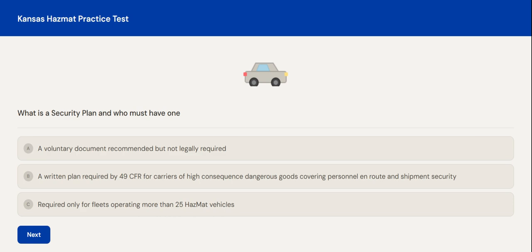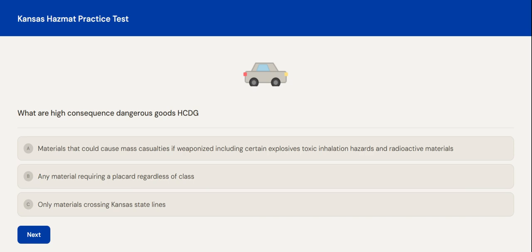Next point. What is a security plan and who must have one? A written plan for carriers of high-consequence goods. It outlines how the driver and carrier will prevent unauthorized access or theft of dangerous materials.